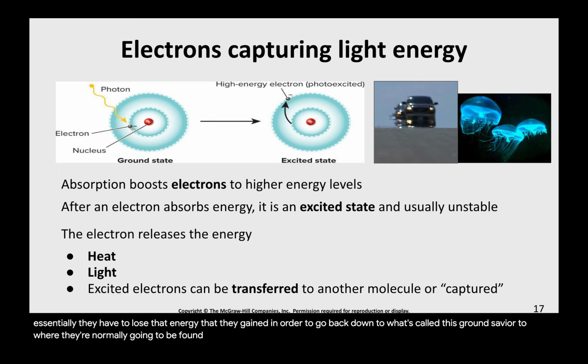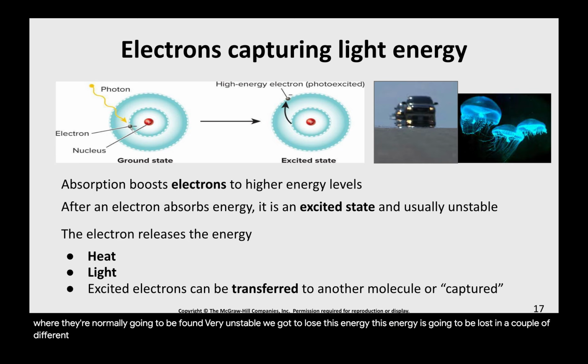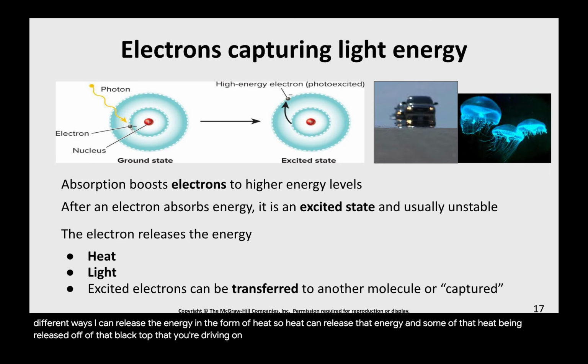So, excited electron, very unstable. We gotta lose this energy. This energy is gonna be lost in a couple of different ways. So the electron can release the energy in the form of heat. If you've ever driven on a hot day and seen some of that heat being released off of that blacktop that you're driving on, releasing that energy. It can be released as light.